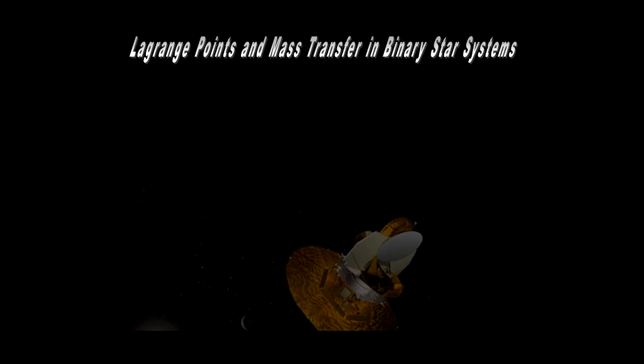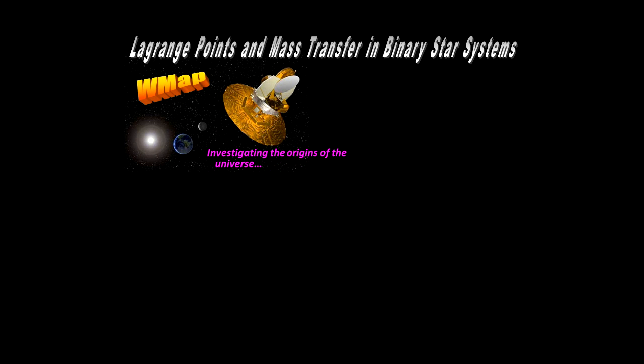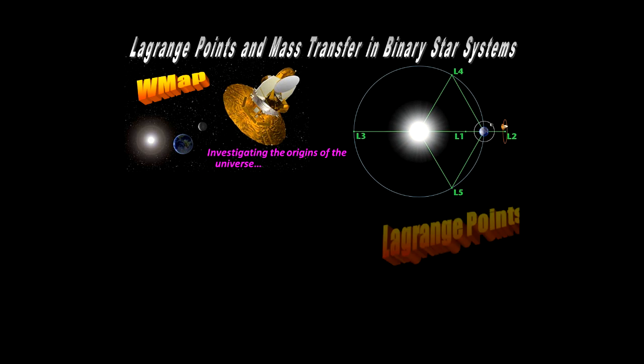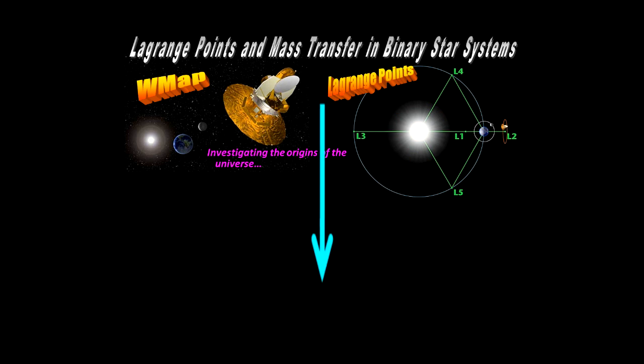Certain binary stars can be significantly modified in their evolutionary tracks as a result of mass transfer from one to the other. Now, to set this up, there's a similar idea associated with placing spacecraft at certain locations in orbit so that we can study features of the universe. In this particular case, we're talking about the WMAP, which is investigating the first echoes of radiation coming from shortly after the Big Bang. The origins of the universe.